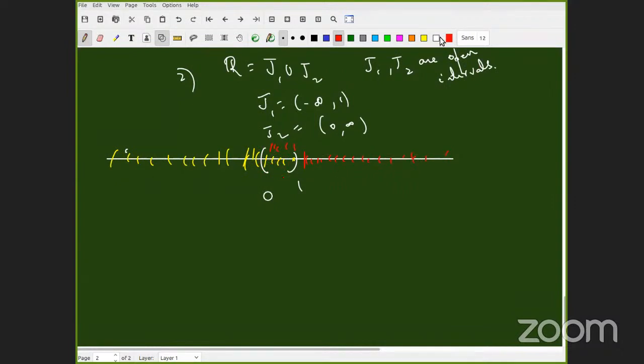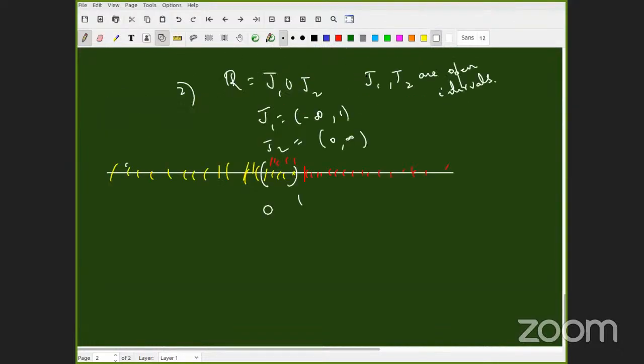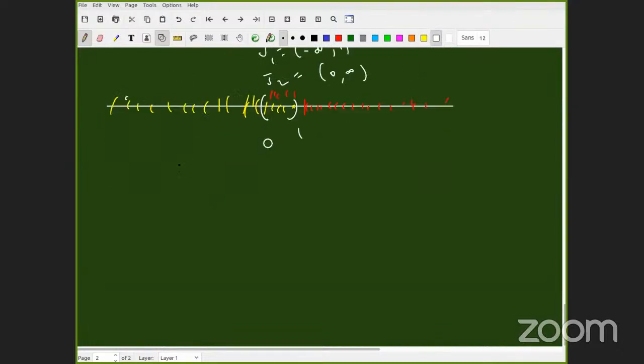Very good. So now I want to write R as a union of, again, let's say, union over n in N of Jn. Jn's are open intervals of finite length.